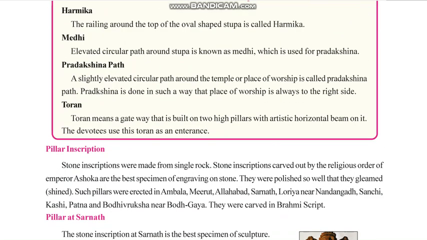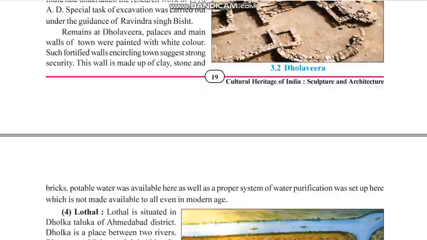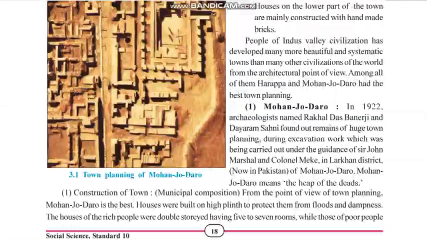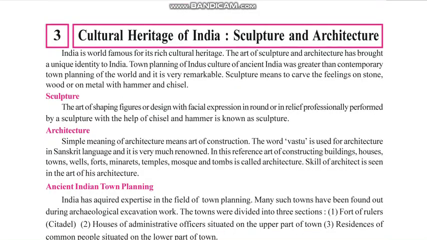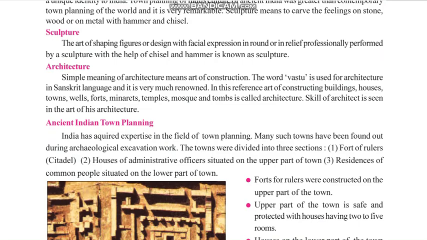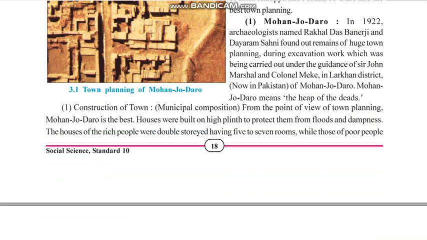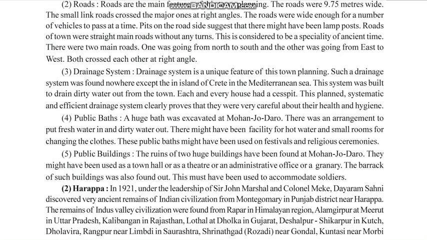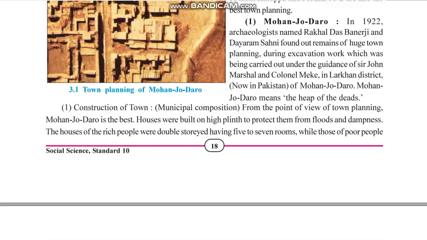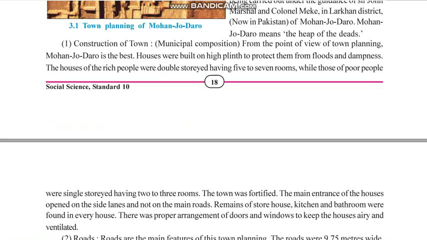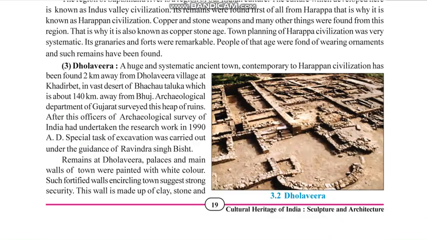In the previous two lectures, we had seen in detail about sculpture. We had also seen about architecture, then the ancient Indian town planning. We also saw about the drainage system, public bath, and the main features of the ancient town planning. We mainly saw about the two main ancient towns: one was Mohenjo-daro, and the other Harappa, and Dholavira.